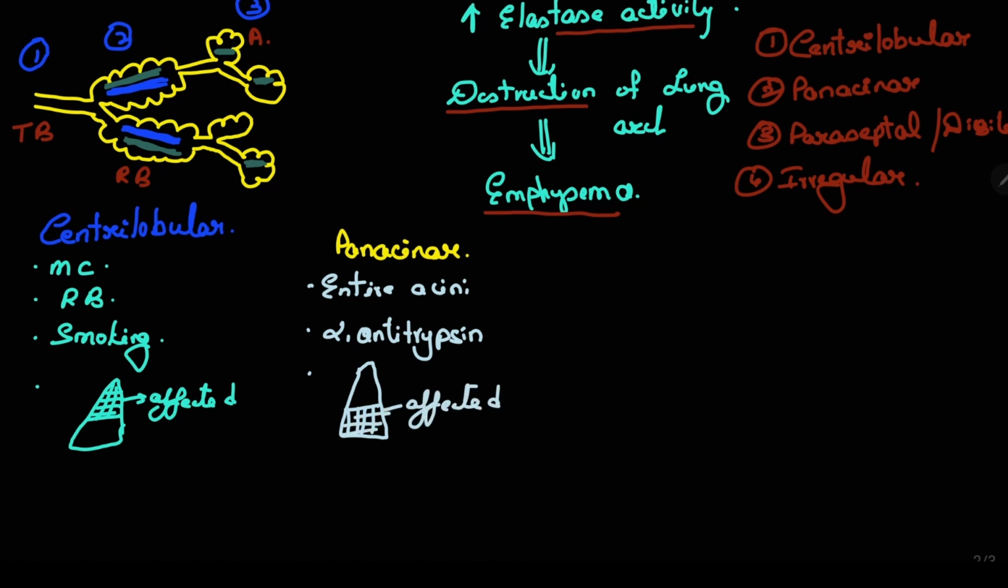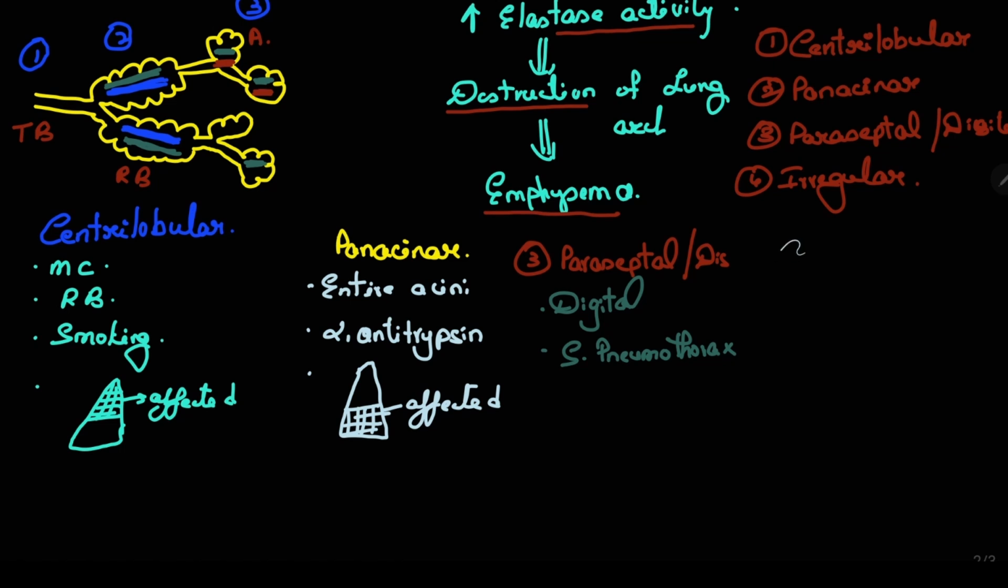Okay. And the third one is paraseptal or distal. The name itself says it is distal, means only the alveoli is getting affected. Okay. Second one is, it is due to the spontaneous pneumothorax. Okay. And the fourth one is irregular.